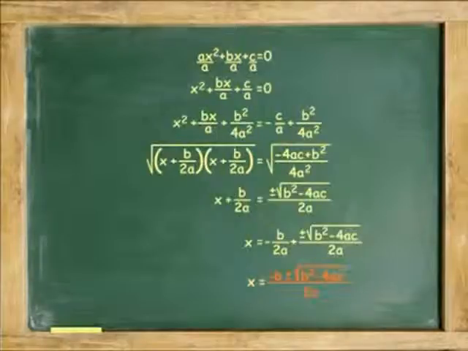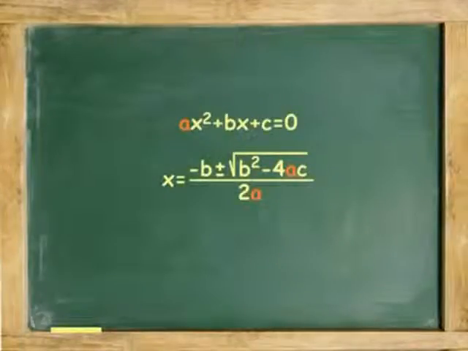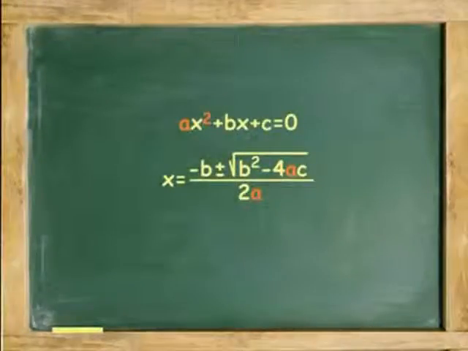x is equal to negative b plus or minus the square root of b squared minus 4ac, the whole thing divided by 2a, where a is the leading coefficient, the quadratic term. b is the coefficient of the middle or linear term, and c is the last or constant number.